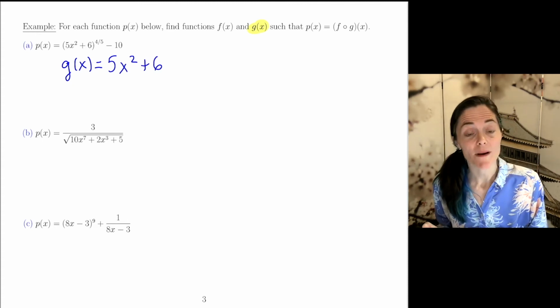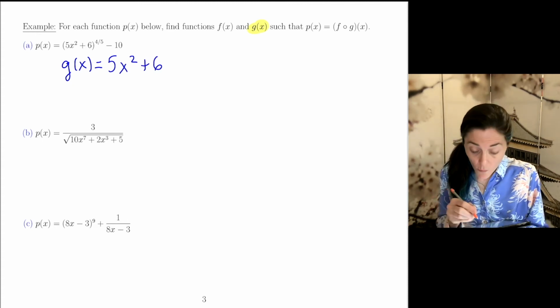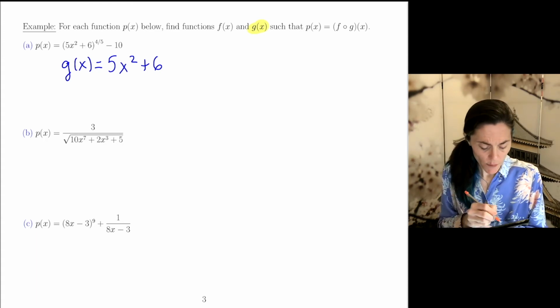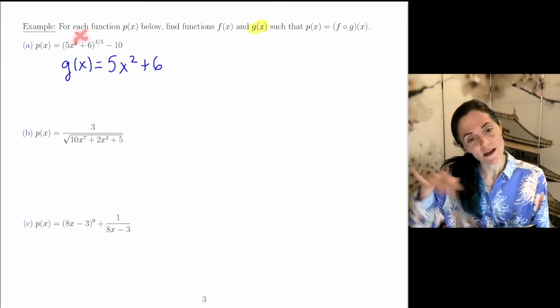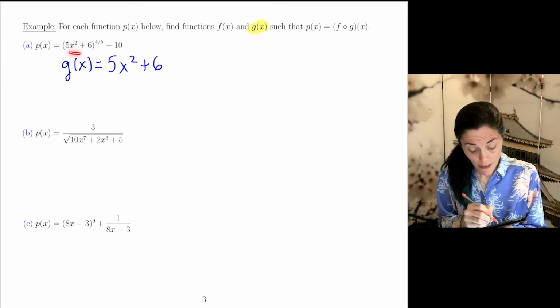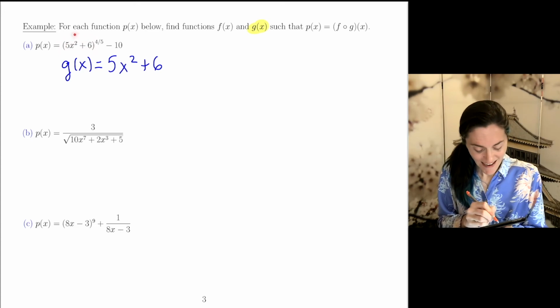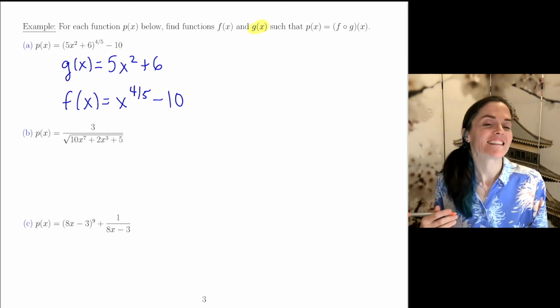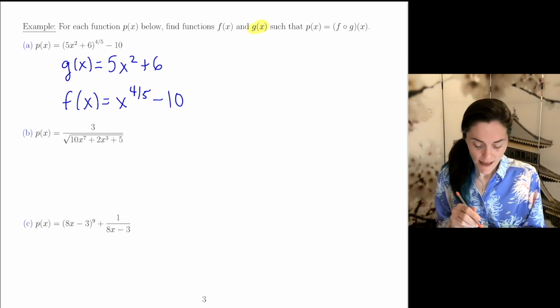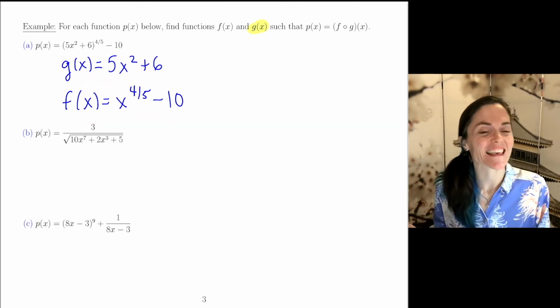The question is, how do I find function f? Well, what you want to do is in your mind, you replace this entire inside function with just an x and read off what you have. So if I replace this in my mind with an x and read off what I have, that's f of x. My outside function is x to the 4/5 power minus 10. And you can check if you wanted, it's not a bad idea as you're working through problems, that if you take f compose g, you do in fact get this p.